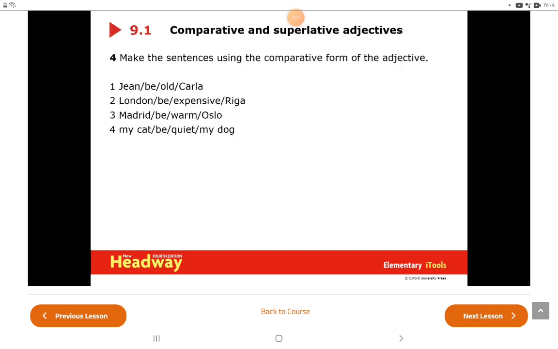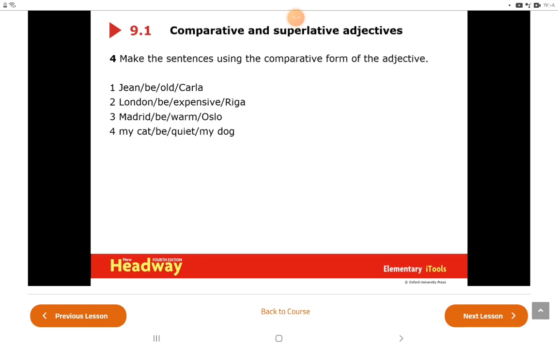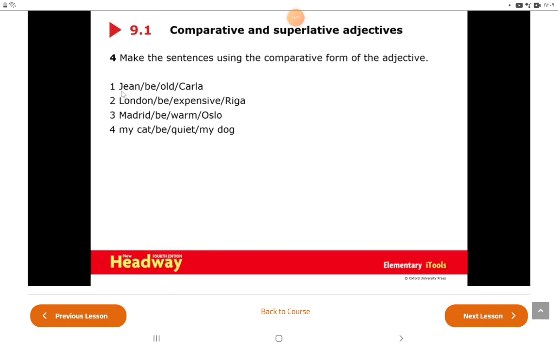Right. Okay, good. Now make the sentences using the comparative form of the adjectives. We are using the comparative form now. Who will be first? I want to choose somebody I did not call today, and that is Futun. Please, Futun. I'm not sure, but maybe Jane be older. Use the correct form of be. This is the verb to be. Is or are? Is. So, Jane is older. Carla is older. Something is missing.